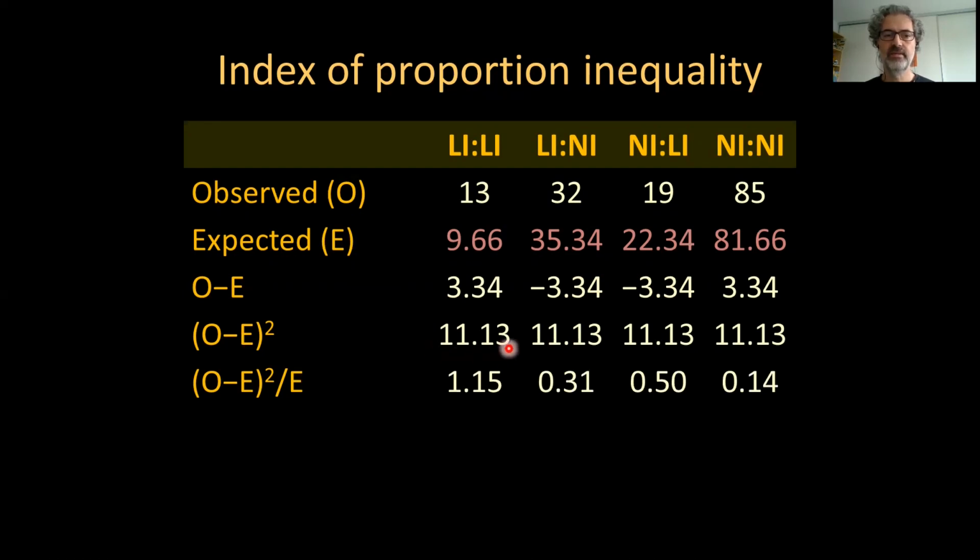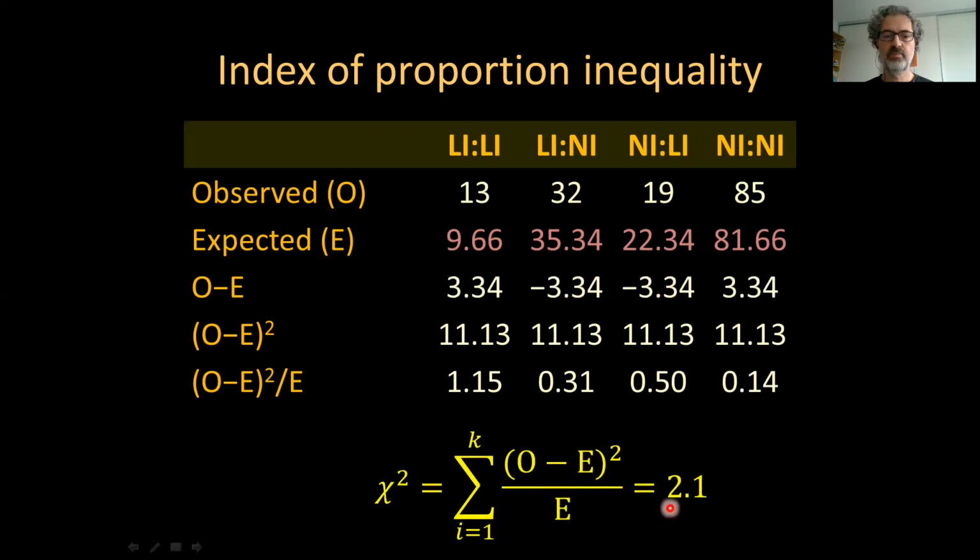So this divided by this results in this number. And this divided by this results in this number, and so on. And we add all these up, and the result is 2.1. This is our chi-square. The value of chi-square for this table, for this contingency matrix, is 2.1.